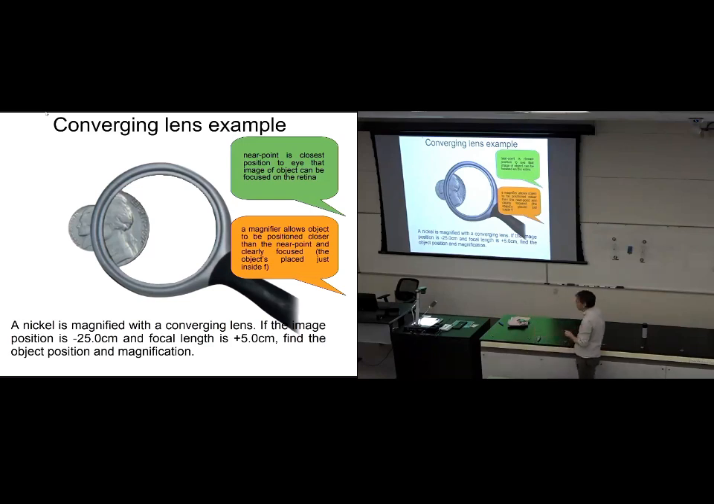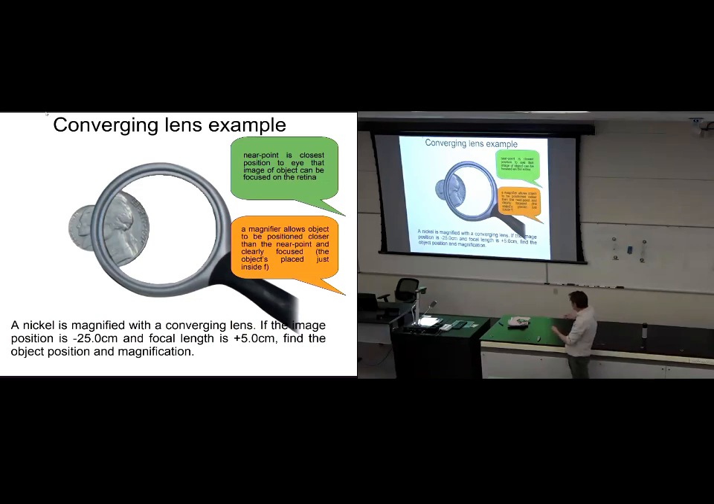So in this problem here, we've got a nickel, here it is, and it's being magnified by a magnifying glass or a magnifier, which is just a converging lens. We're told that the image is located at image position minus 25 centimeters, and the focal length is 5 centimeters, and we've got to find the object position and the magnification. So we're going to do those two things.